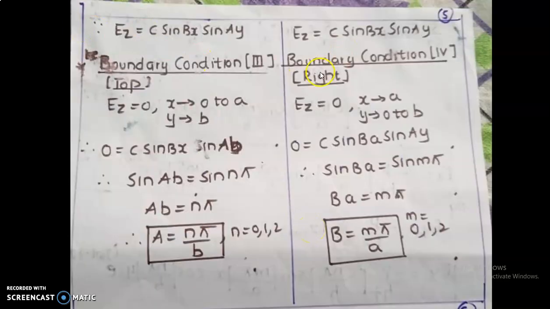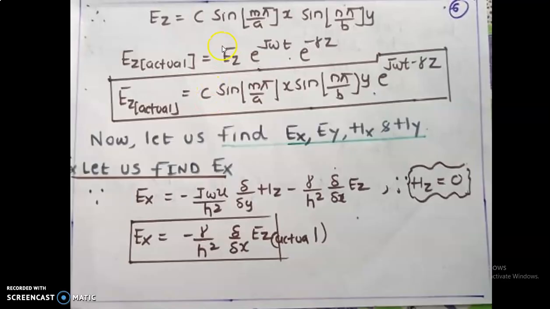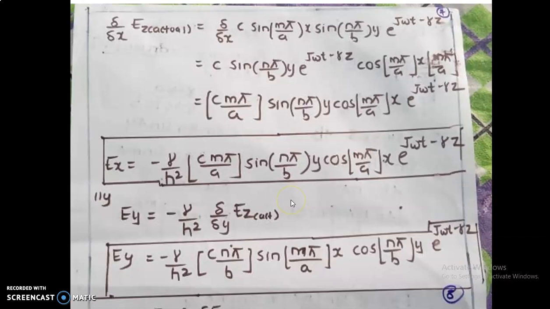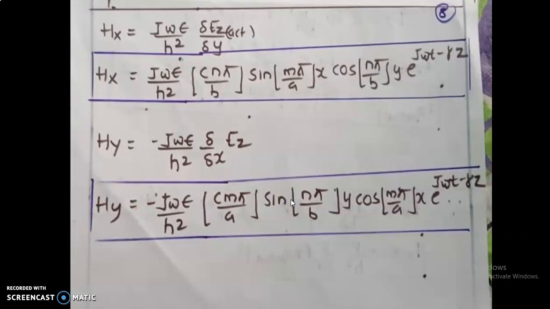Then once we got the constants, we have to substitute into Ez actual, which is a combination of magnitude, signal and direction of propagation. From that, you substitute this Ez actual, and then we have to go for finding Ex, Ey, Hx and Hy. I hope you have understood.